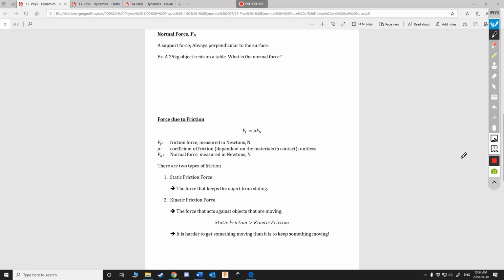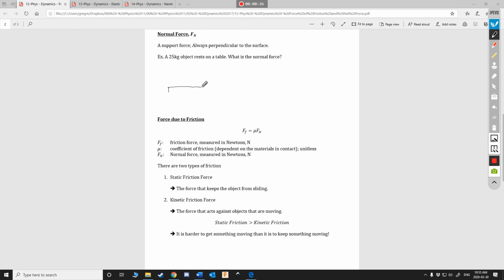Okay, so there's one more thing before we look at the force due to friction. That's something called the normal force. We did see this when we looked at free body diagrams. Just a reminder, a normal force is a support force, and it's always perpendicular to the surface it's in contact with. So it says a 25 kilogram object rests on the table. What is the normal force?